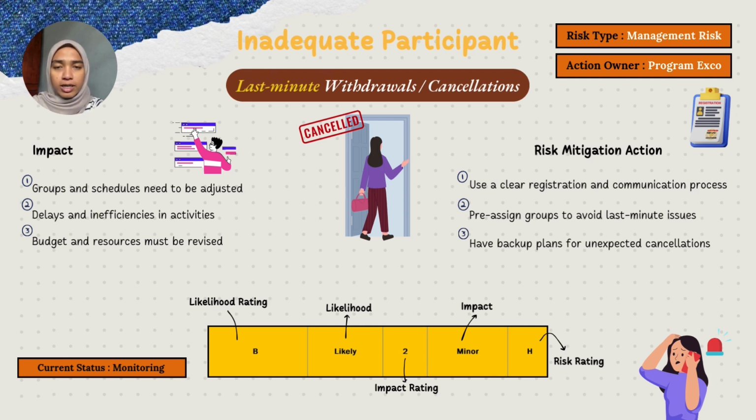The likelihood rating is B, meaning it is likely, as students' cancellations are common near the trip date due to personal reasons, emergencies, or conflicts. With an impact rating of 2, which is minor, such disruptions are manageable and won't significantly affect the trip's success.